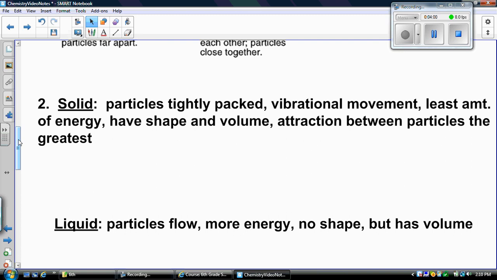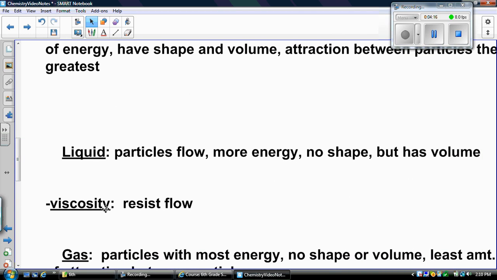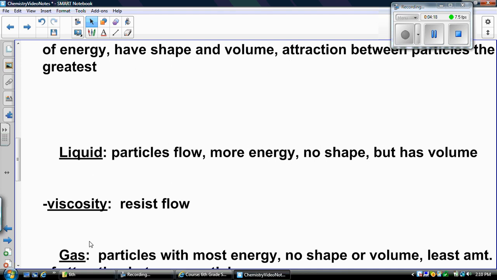Now, if we take a look at a liquid, particles have more freedom, so they flow. Liquids flow. They have more kinetic energy. And because they flow, they don't take a particular shape, but they do take up a certain amount of space. A term that we use a lot to describe a liquid is viscosity. It has to do with how a liquid will flow. It's its resistance to flow.